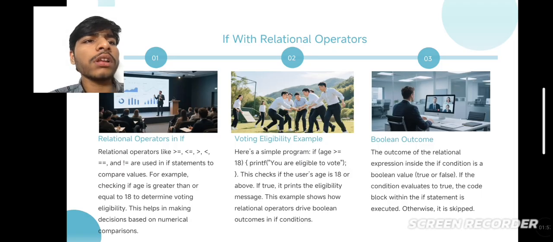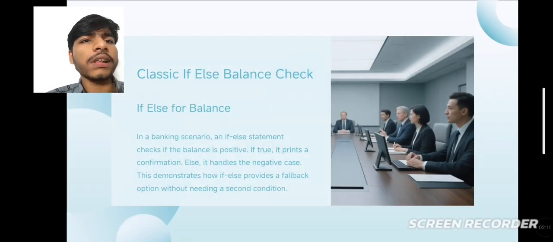Boolean outcome. The outcome of the relational expression inside the if condition is a Boolean value. If the condition evaluates to true, the code block within the if statement is executed. Otherwise, it is skipped.